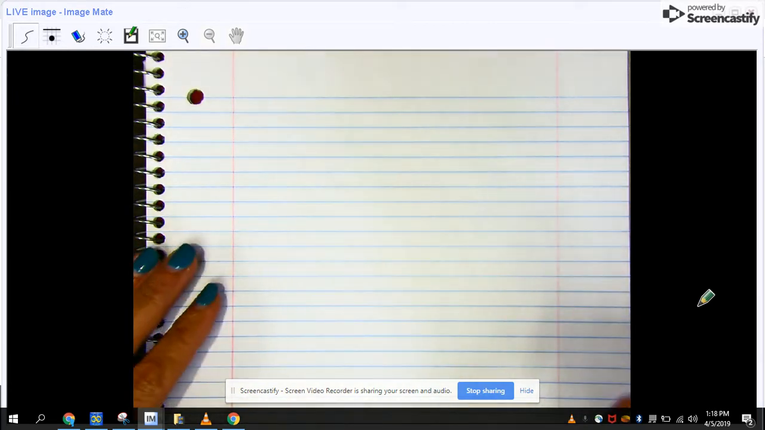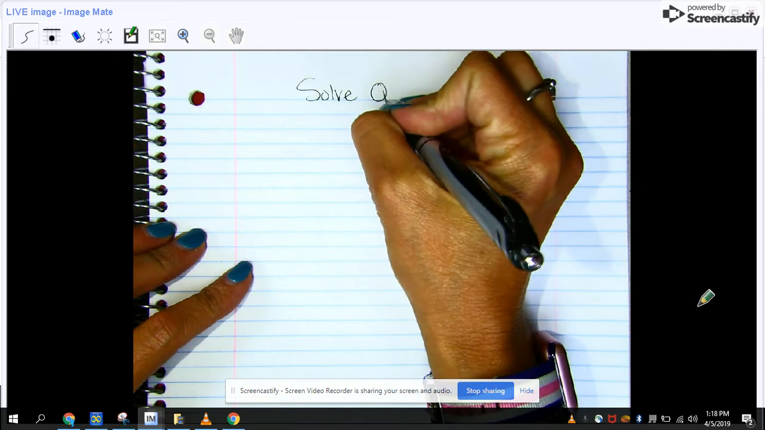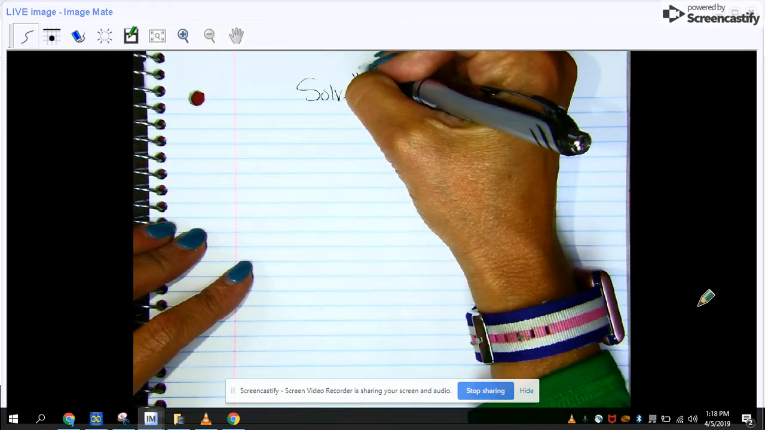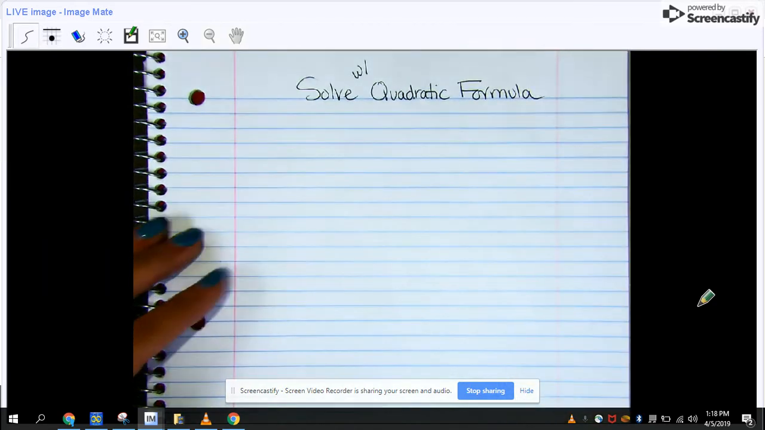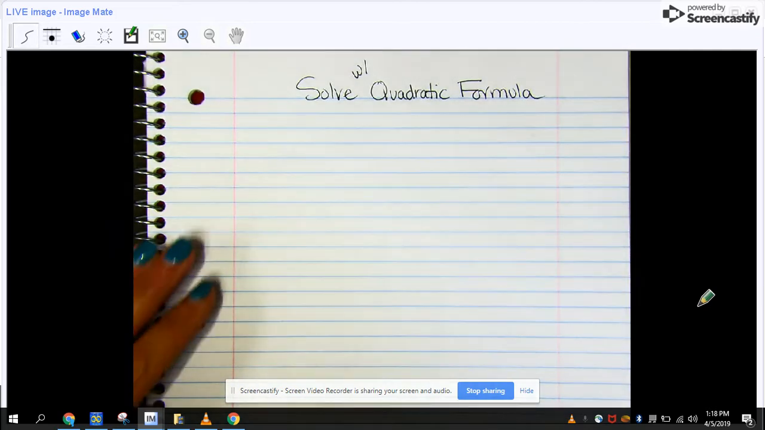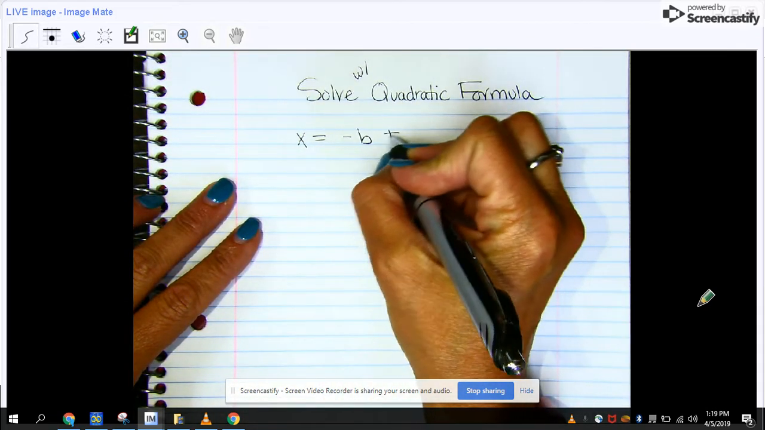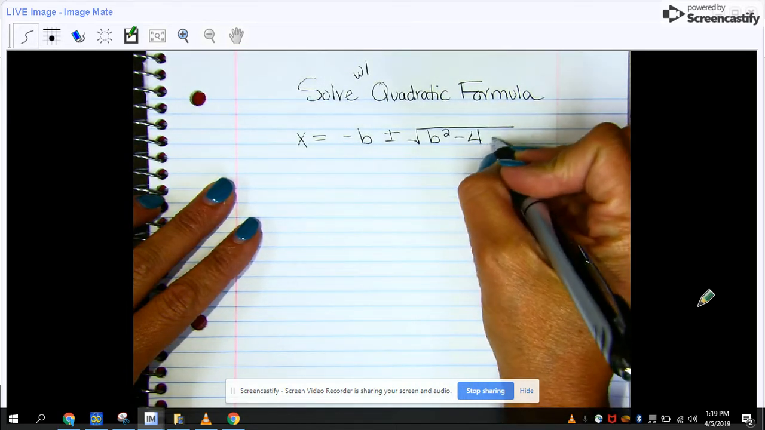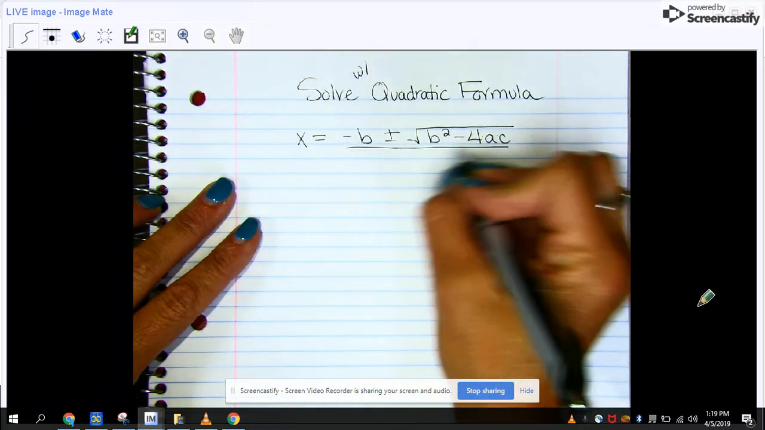Alright, this video is solving a quadratic using the quadratic formula. So the quadratic formula is the opposite of b plus or minus the square root of b squared minus 4 times a times c, all over 2 times a.